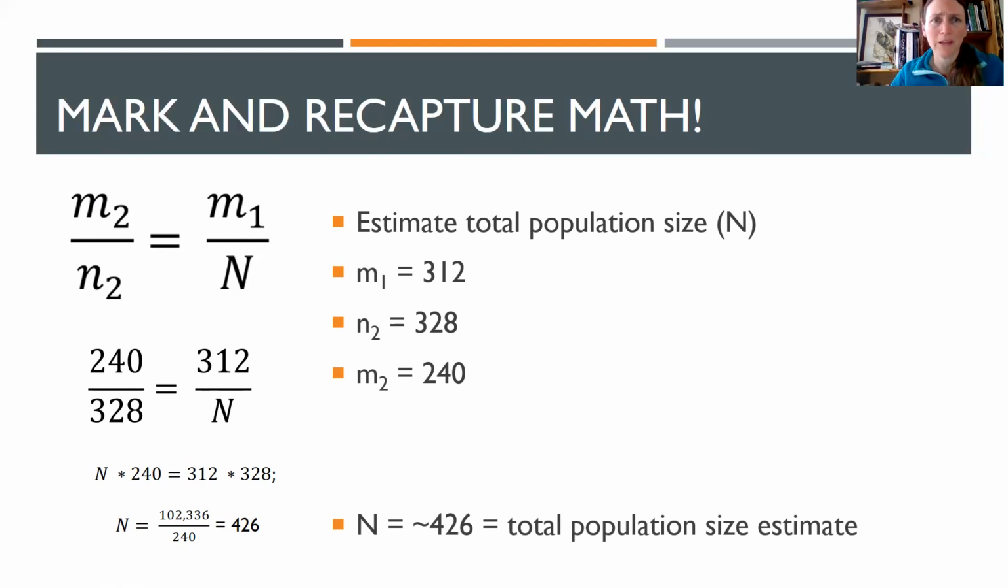So this is a really cool method for estimating the total population size without having to exhaustively sample every single individual in the pond.